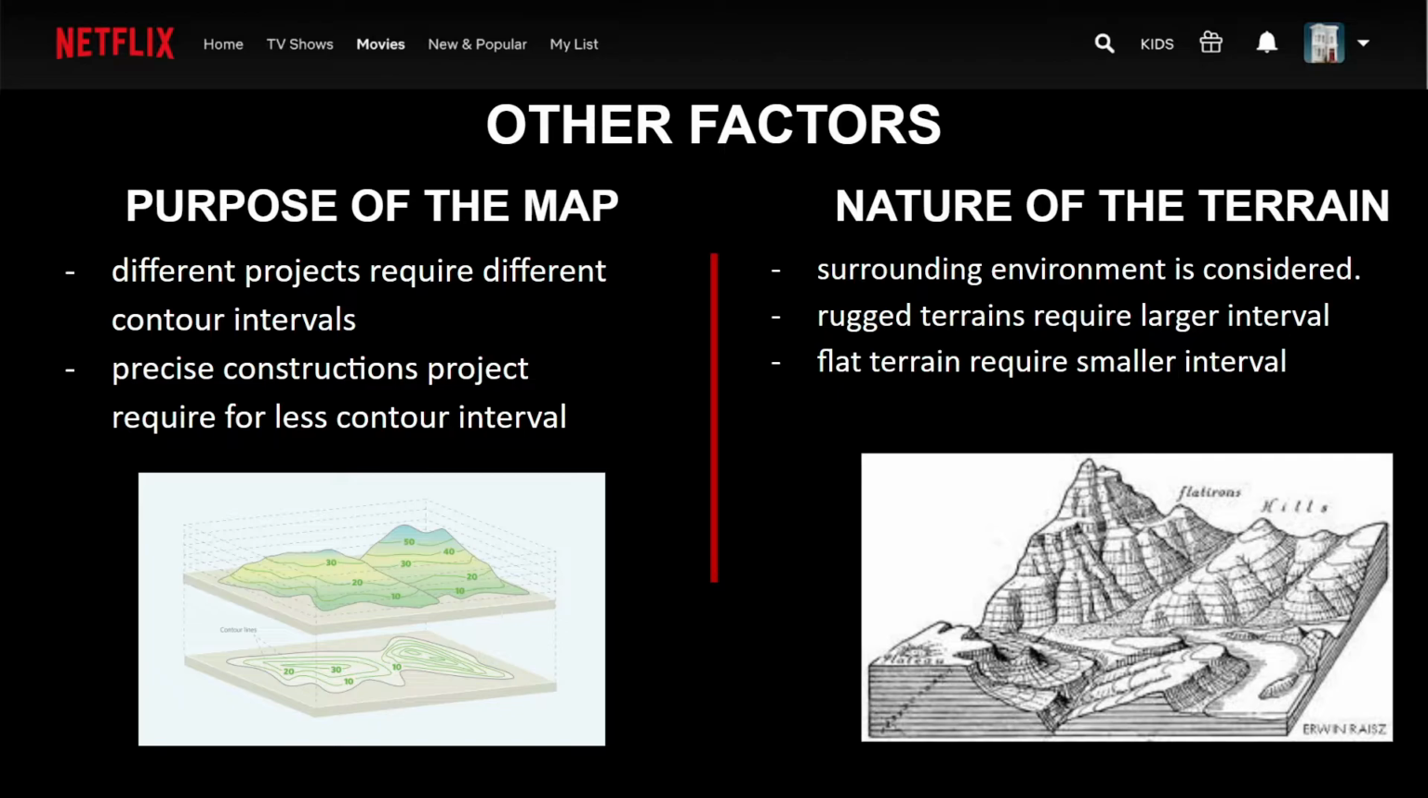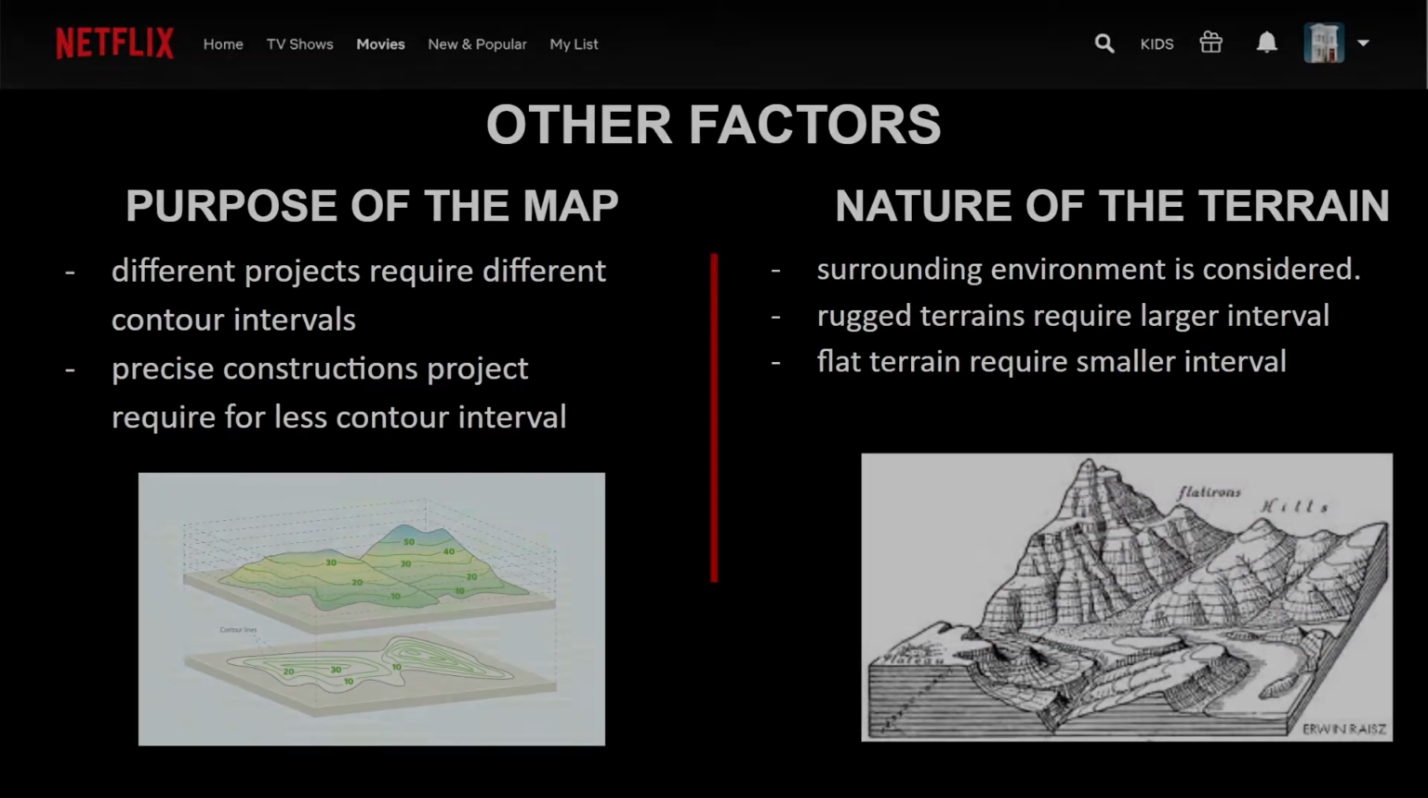The third factor is the nature of the terrain. This means the surrounding environment can dictate what contour interval is to be used, as with the yellow table I have shown before. An example is that for rugged terrain, there's a need to use a larger interval, while for flat or flatter ground, there's a need to use a smaller contour interval.